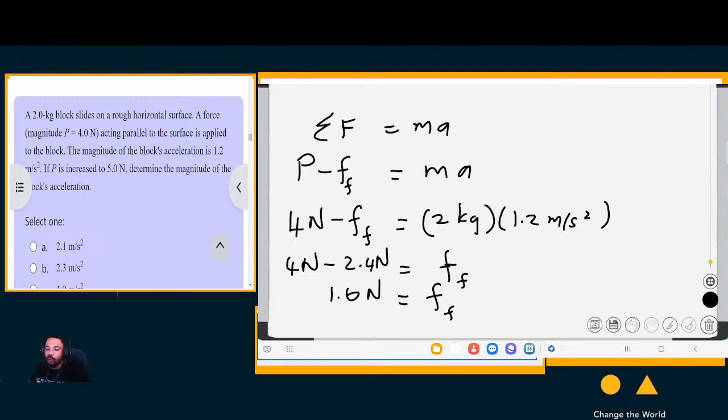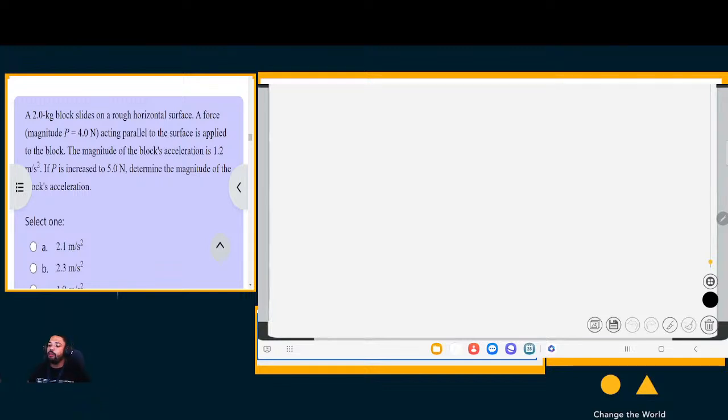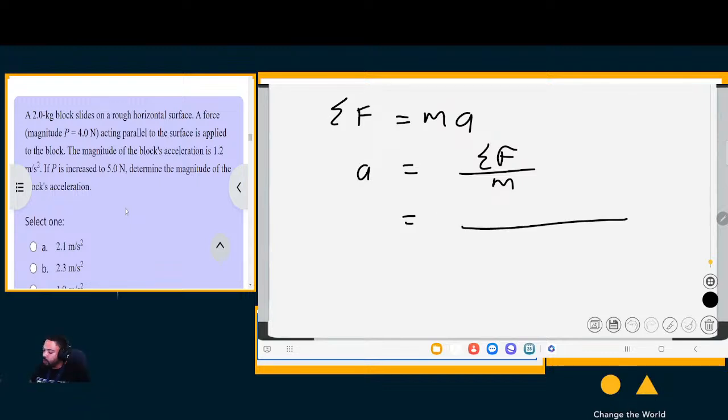So we've worked out the force of friction. That's why they gave us everything in the beginning, so we can work out one variable that was missing, the force of friction. Now we have the force of friction. They asked us, if we were to increase the force to 5 newtons, what would be the block's new acceleration? So the sum of the forces is equal to mass times acceleration. We want the acceleration, so it would be equal to the sum of the forces divided by the mass. Now the sum of the forces would be P minus the force of friction, divided by the mass.